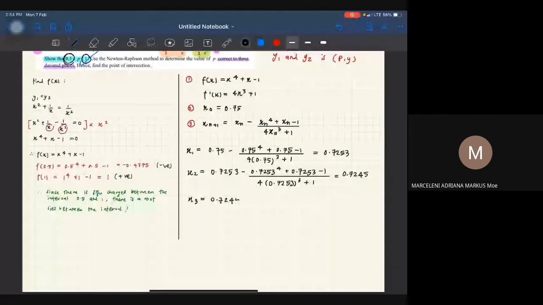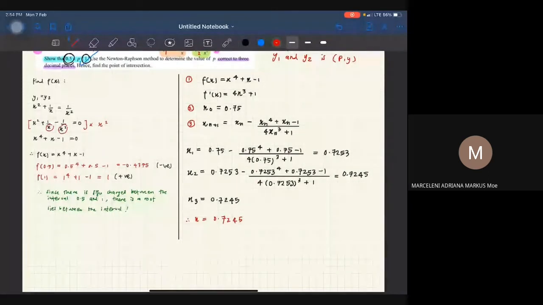Betul ke nilai ni? Sama dengan X2. Okay, good. Alright. So, value of X3 is the same with X2. This one, sama. Okay, so bila dapat 2 nilai yang sama berturutan continuously, side by side, atas bawah. Okay, so awak boleh concludekan dekat sini, your X is equal to 0.7245. Ding, ding, ding. That is the conclusion that we can draw.